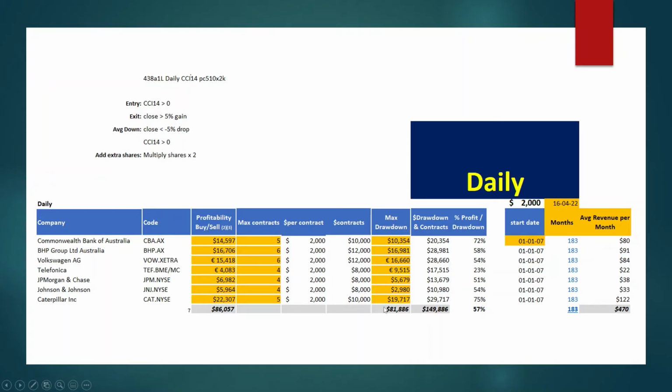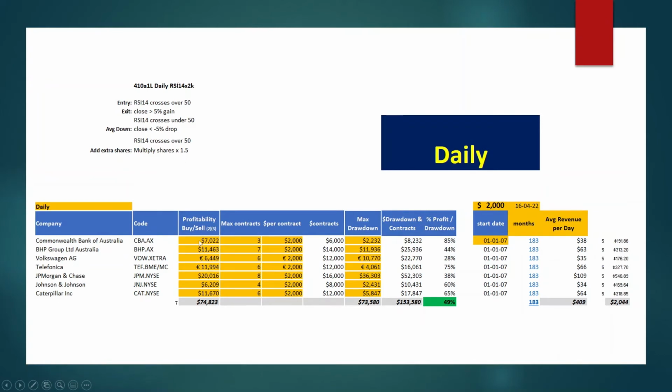And this is the drawdown, the maximum drawdown. So it's basically from the highest profitability down to the lowest profitability on the chart. And then this shows just multiplied out or divided out by 183 months since the start of 2007 till today's date, so 183 months, and it works out to roughly $80 per month. So monthly revenue of about $470 for the CCI14 strategy.